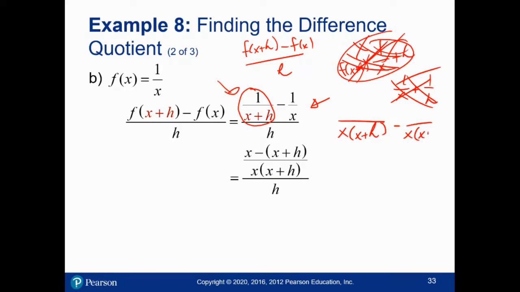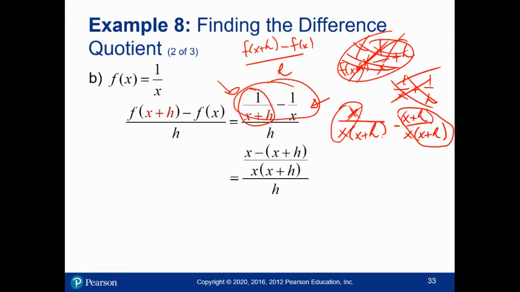Now, if I want to give them the same denominator, this first term already has the x plus h, so x over x, and the second one will be x plus h over x. If I were going to simplify this, notice these x's would cancel, leaving behind a 1 over x plus h. These x plus h's would cancel, leaving behind a 1 over x. So that's exactly what we have up here.